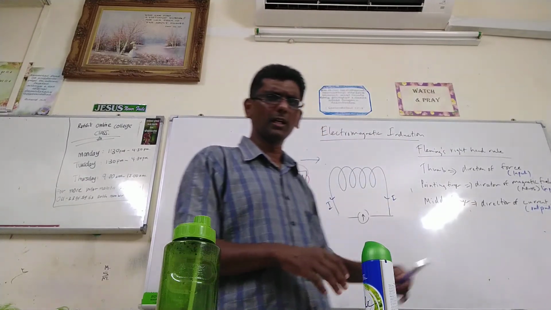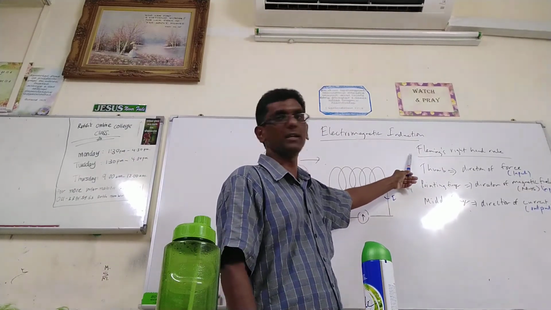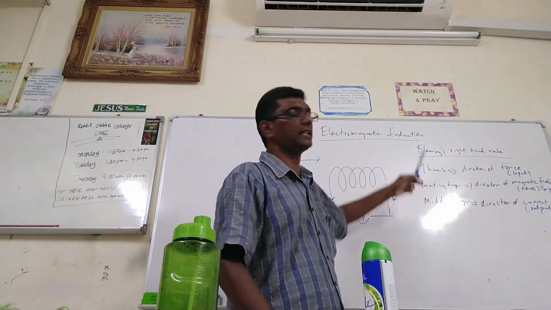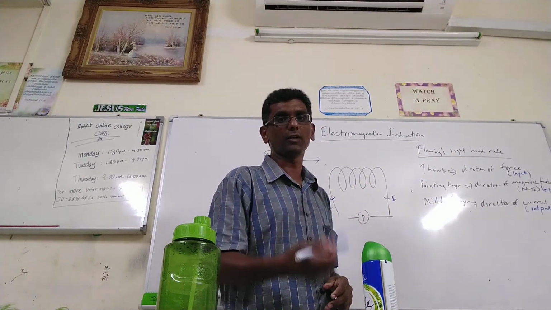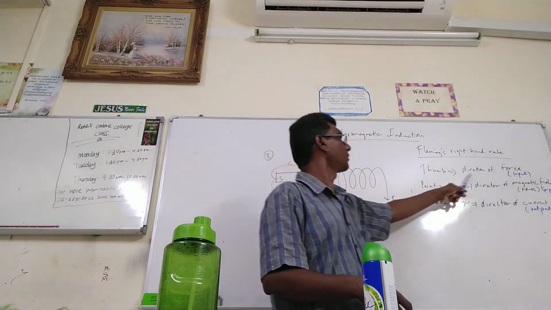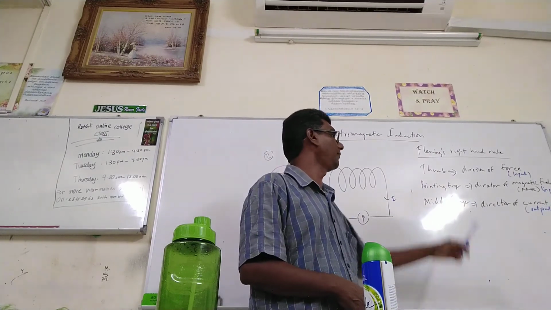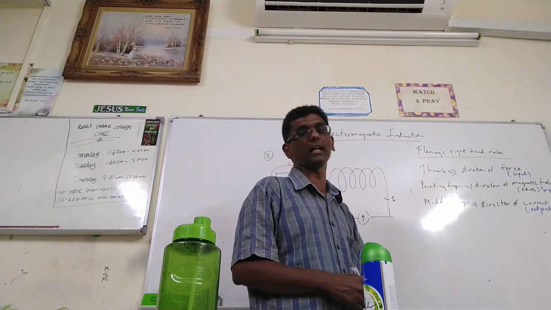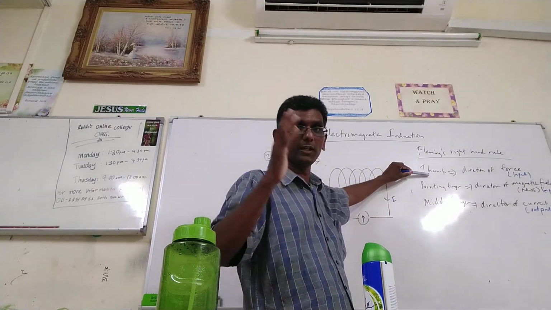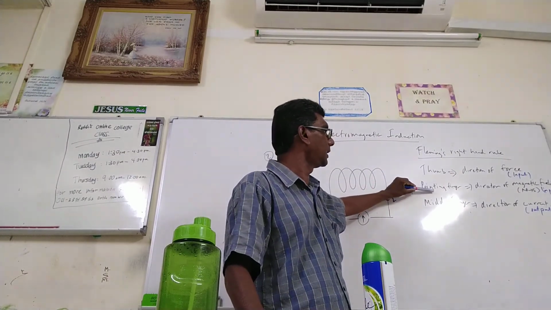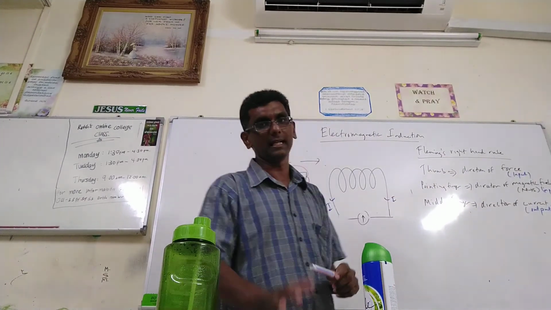And we learned this one. The thumb shows Fleming's right hand rule. Fleming's right hand rule is a generator rule, for production of current. The thumb shows the direction of force, the pointing finger shows the direction of magnetic field, and the middle finger shows the direction of current. So you have to give two inputs: the force and the magnetic field. As output we get current.